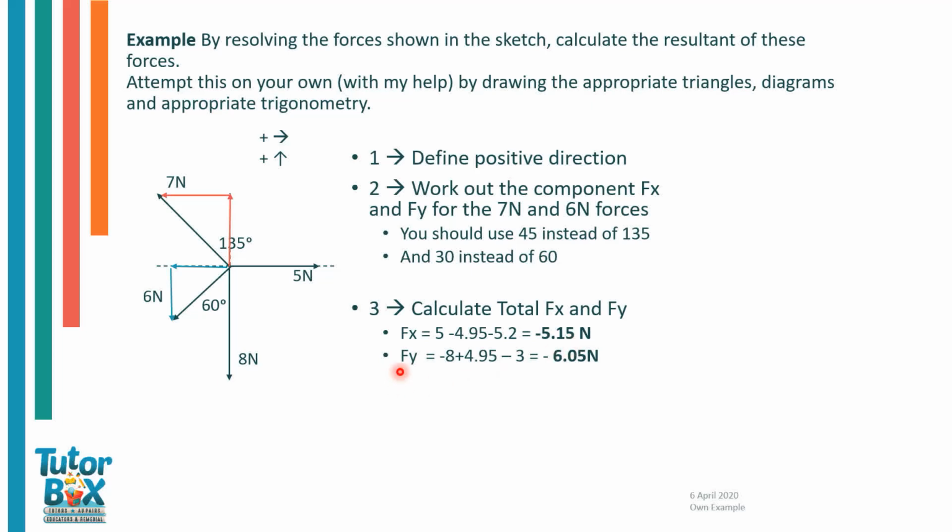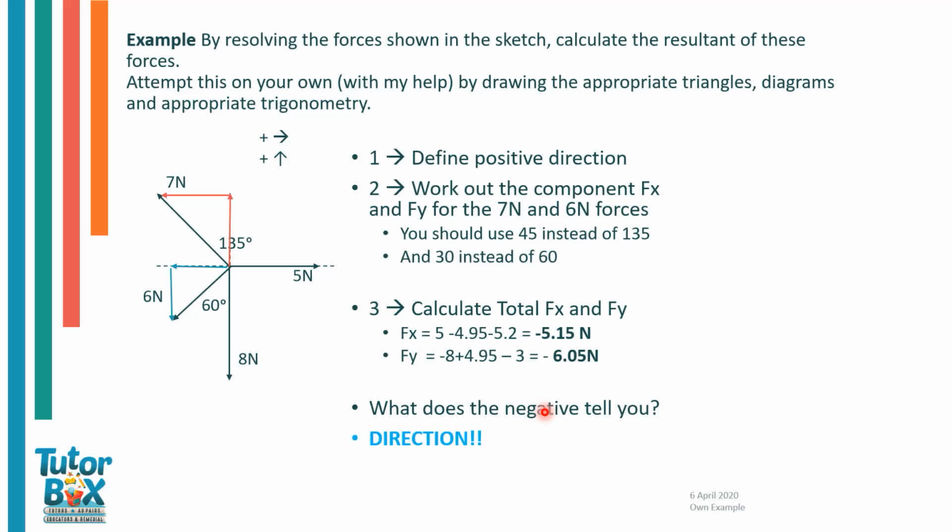Then for your Fy, remember, it's F times sine of theta. 7 sine of 45 and 6 sine of 30. Then we minus the 8 plus 4.95, and you minus the 3 because it's in the same direction as the 8. So think about it, does it make sense? We've got 1 going to the right, 2 to the left. Makes sense. 2 down and 1 up. Makes sense. What does the negative tell you?